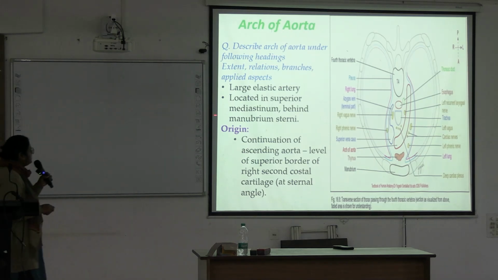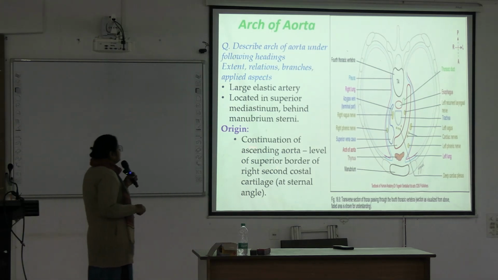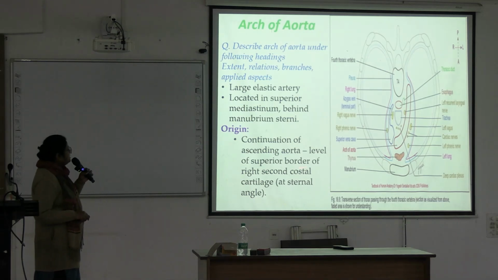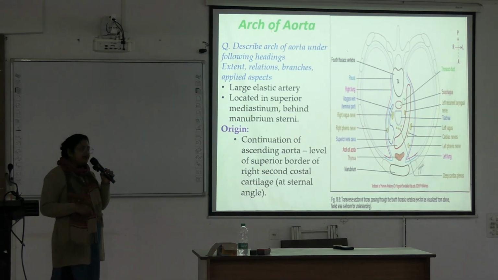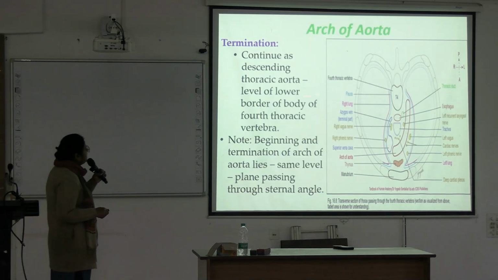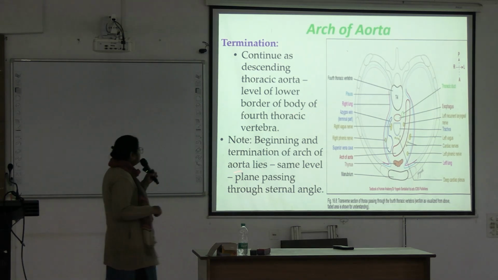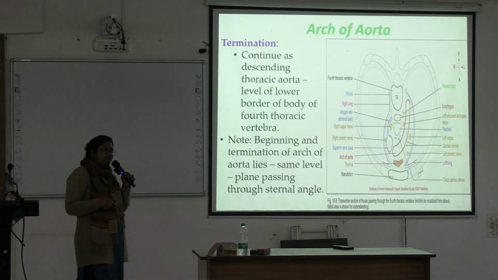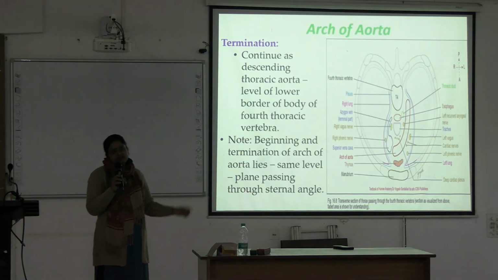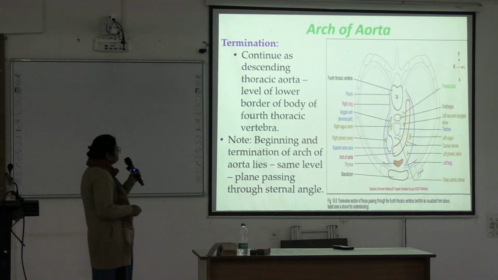It is an elastic artery located in the superior mediastinum behind the manubrium sterni. Where is the origin? It is the continuation of the ascending aorta at the level of the superior border of the right second costal cartilage, that is, at the sternal angle level. Termination: it continues as the descending thoracic aorta at the level of the lower border of the body of the fourth thoracic vertebra. The beginning and termination of the arch of the aorta lie at the same level. That you must remember: at the lower border of T4, and this plane passes through the sternal angle.